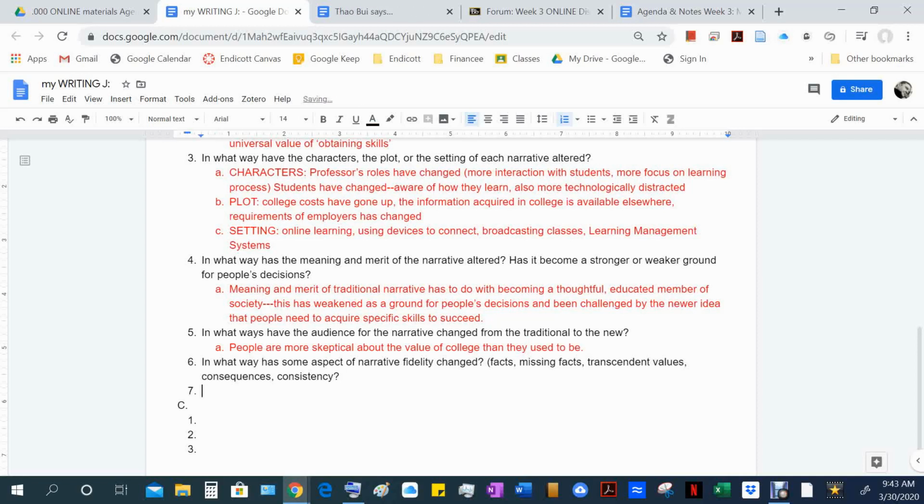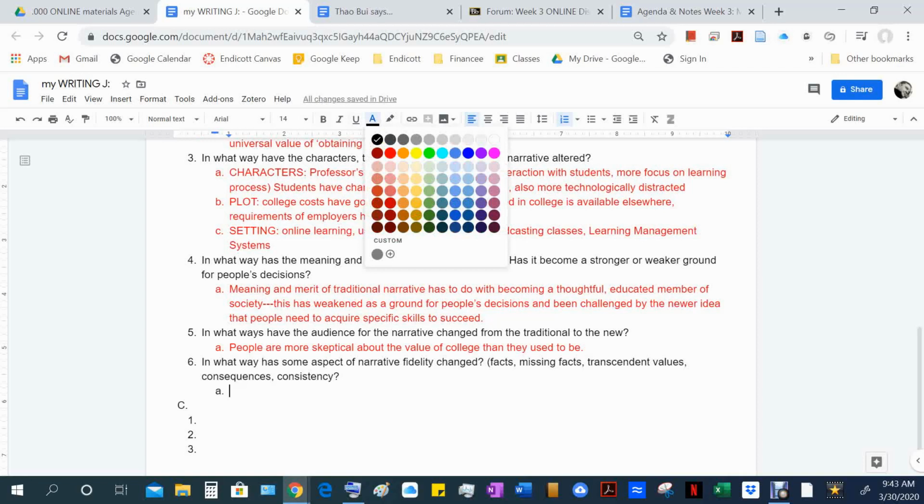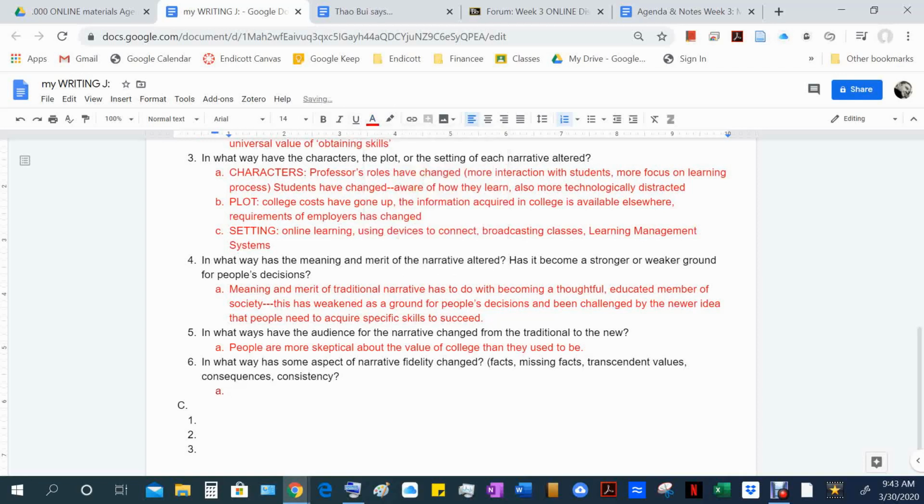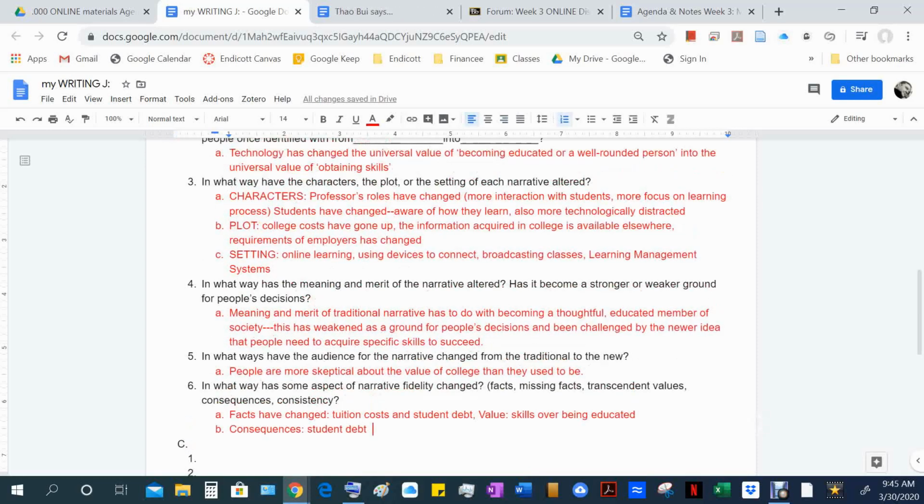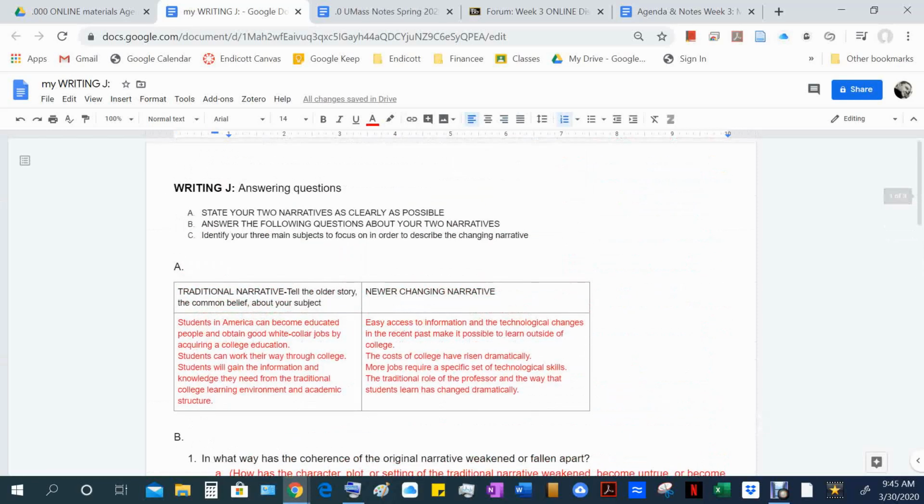And then the last thing here is this thing about fidelity. So what are things in narrative fidelity that have changed? Are there facts that have changed? Right, and I was saying consequences is pretty good. Consequences, right? What has changed? Well, again, student debt is a big one. That's a consequence. And a fact. I guess that's a better consequence, though. Anyway, so that's my answer, right, for writing J.